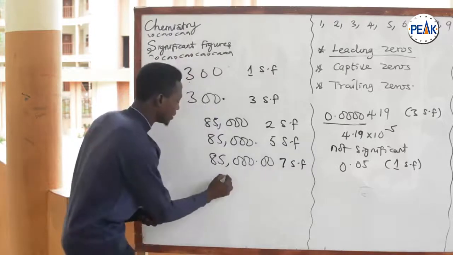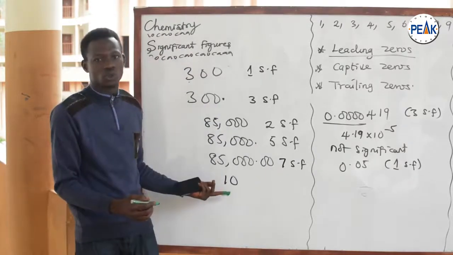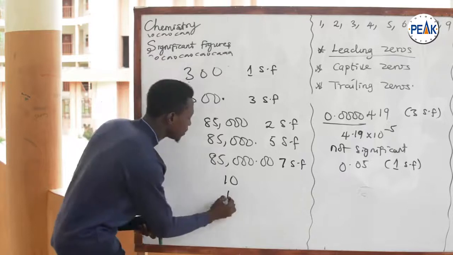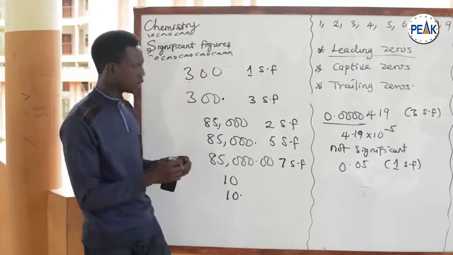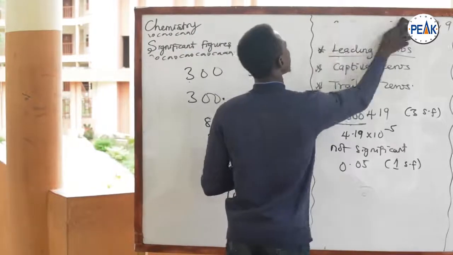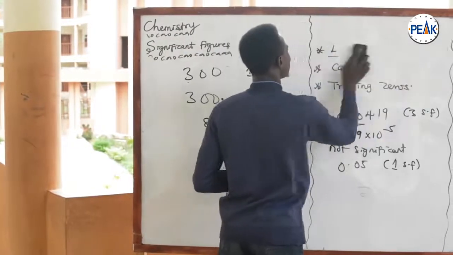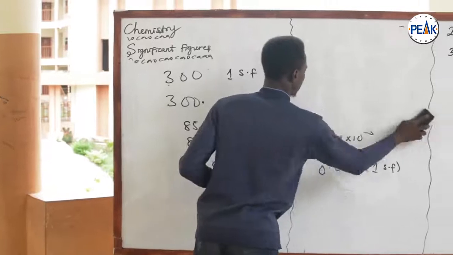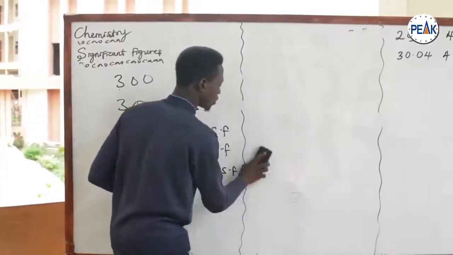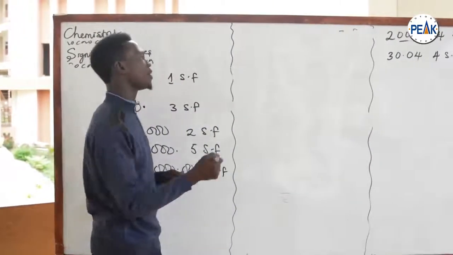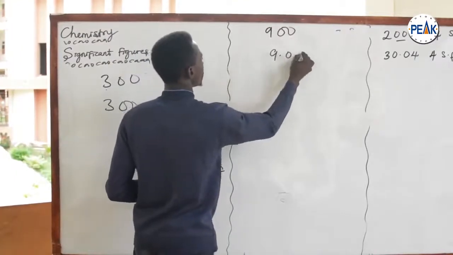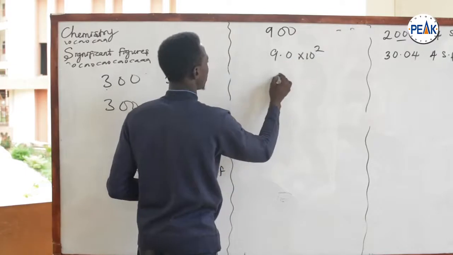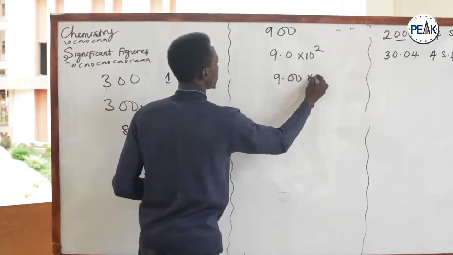If I have 10, here I have just 1 significant figure. But if I have 10 with a decimal point, it becomes 2 significant figures. How about if I express some of these figures in scientific notation? By scientific notation, I mean standard form. If I have 900, I have 9.0 exponential 2, and I have 9.00 exponential 2.